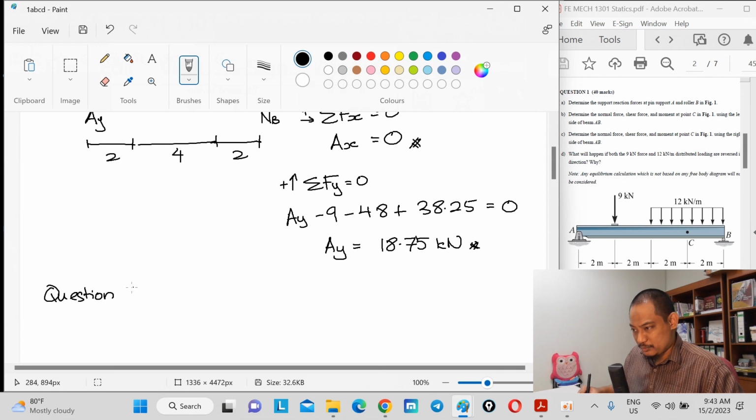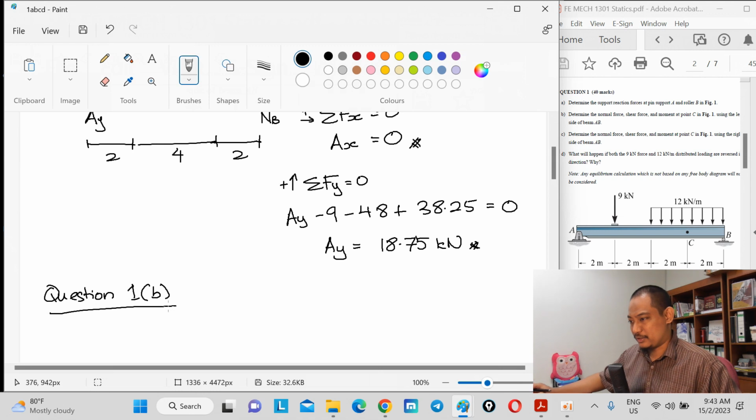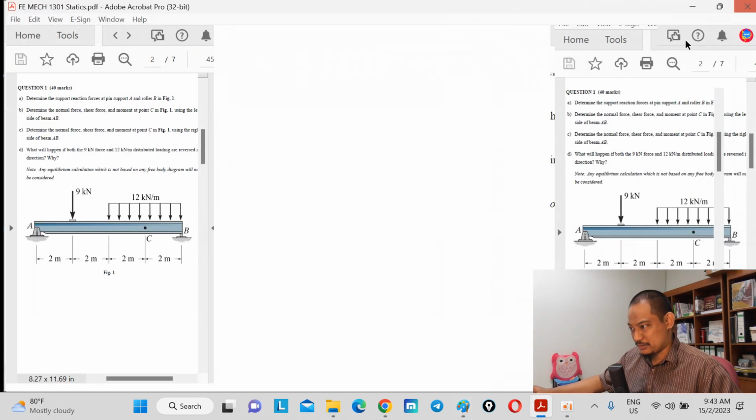I hope you can still read my lousy handwriting. Okay, so question B. Hopefully you can see, but I'll just maximize first.